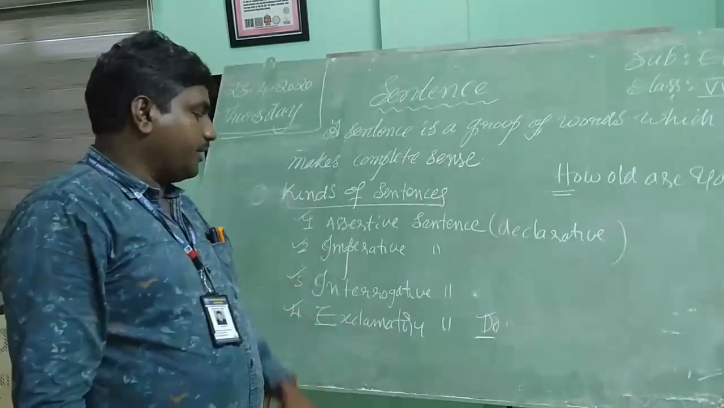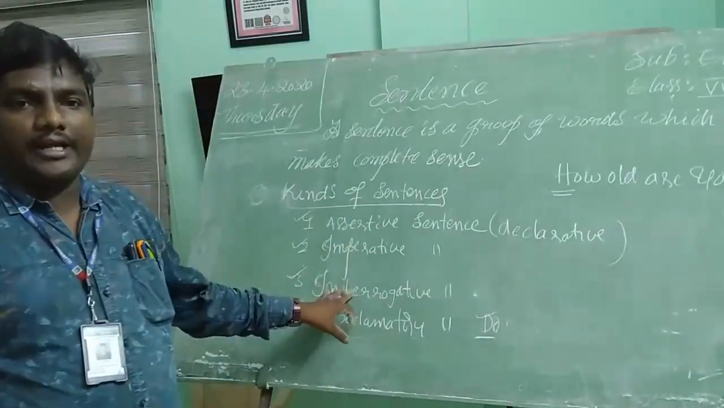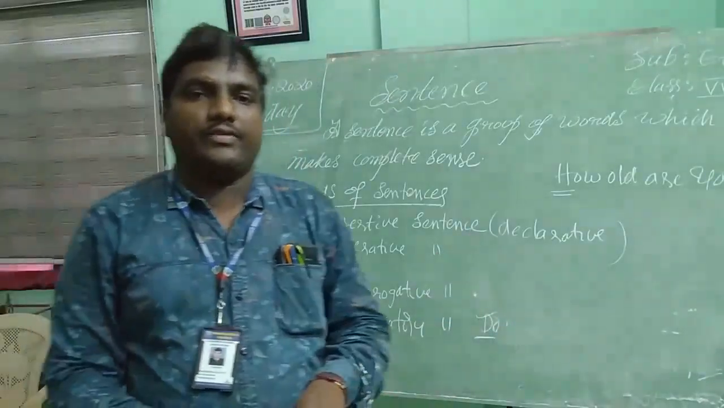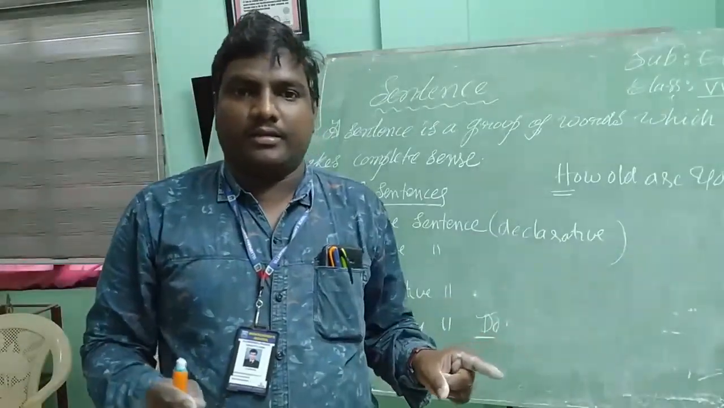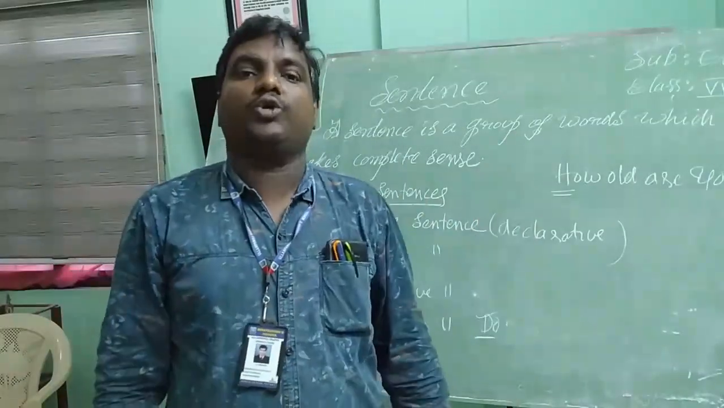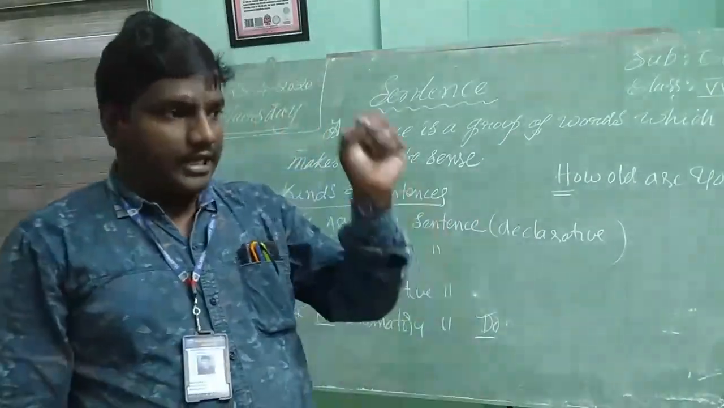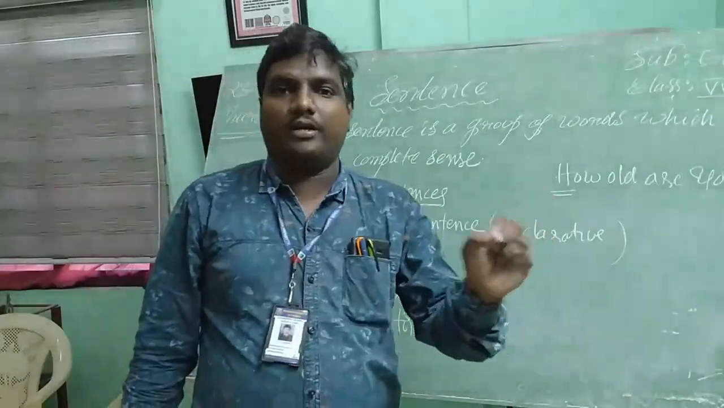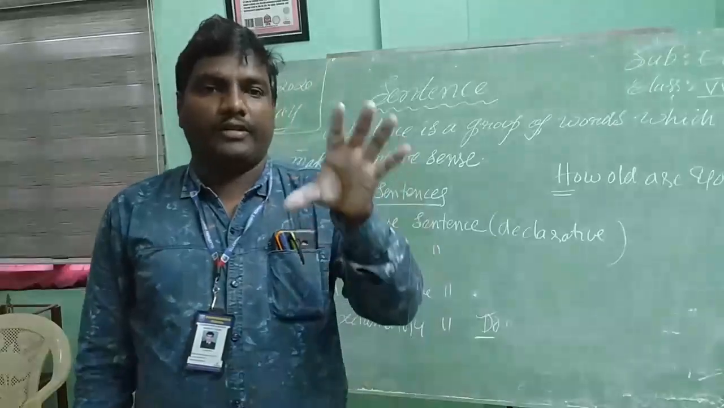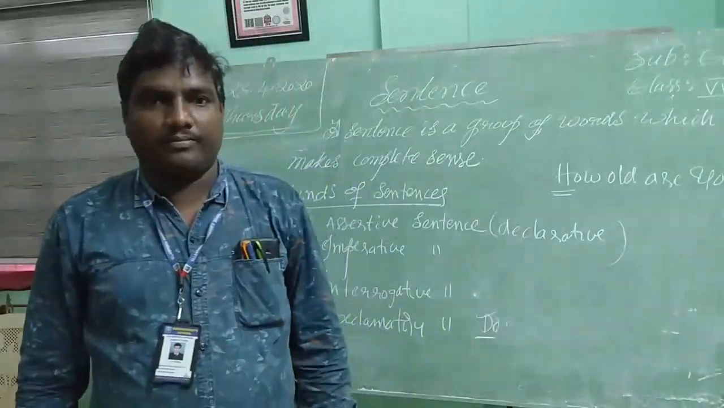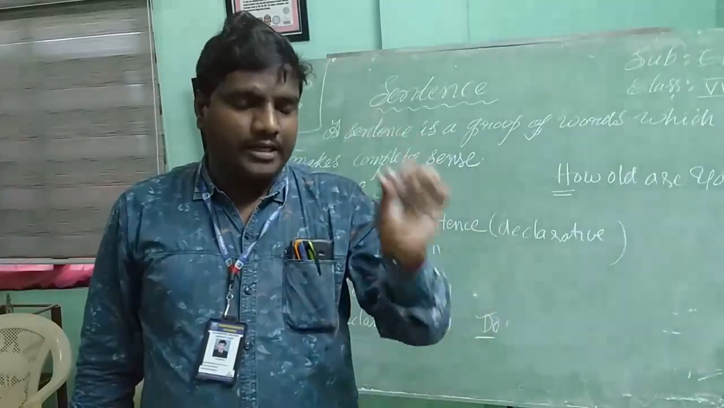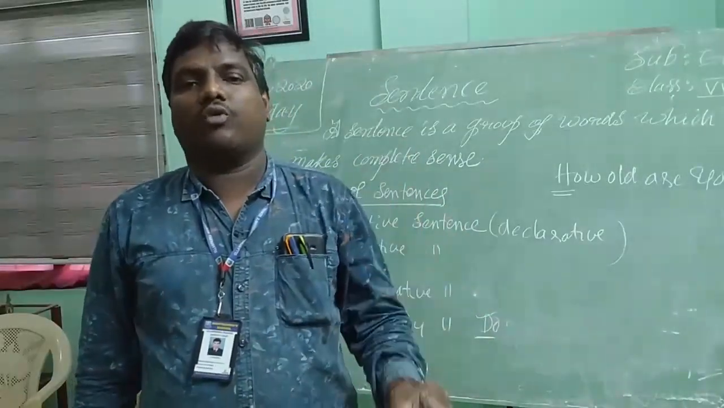Next, come to the interrogative sentence. An interrogative sentence starts with a capital letter and ends with a question mark. Second, an interrogative sentence can be subdivided into two types: yes or no questions and WH word questions. How can you frame yes or no questions? With the help of helping verbs. What are helping verbs? Is, am, are, was, were.